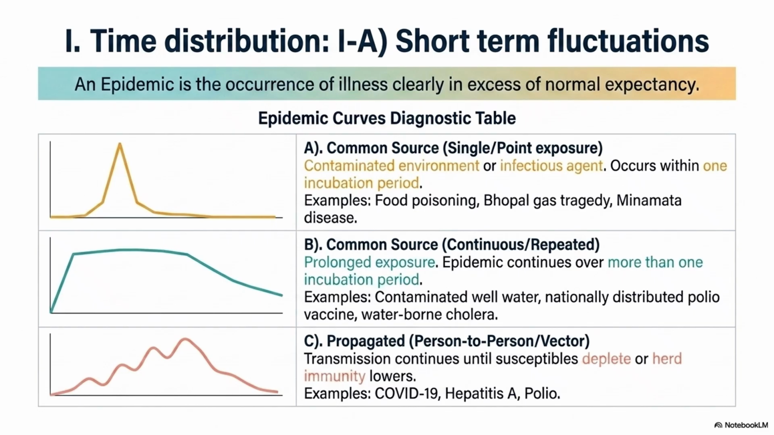And another example is waterborne cholera. Here, if you see the graph, after the incubation period the graph will rise suddenly and sharply, but it will continue as a plateau, because after different incubation periods we will again be getting different cases. So it will continue high and fall gradually, not suddenly like a point exposure.